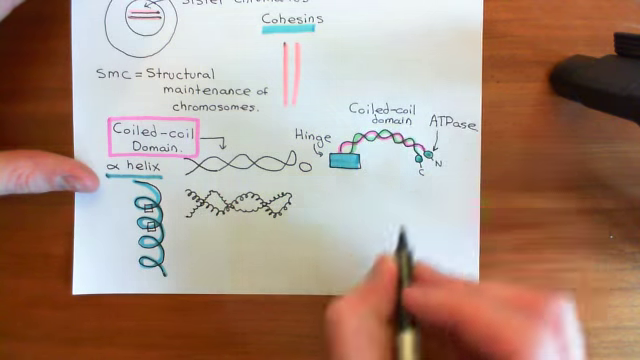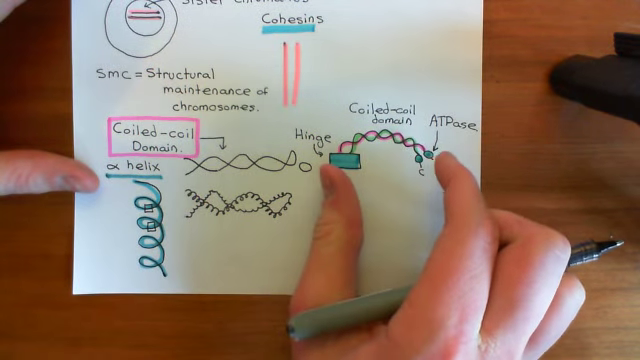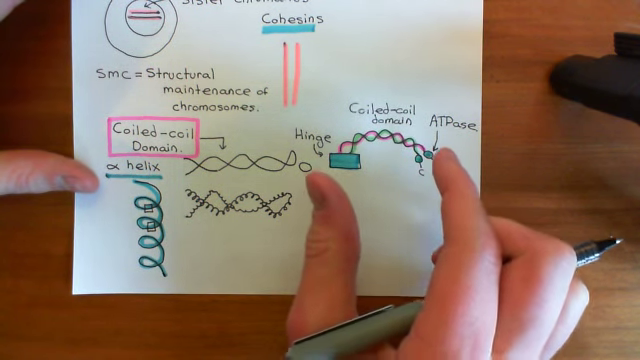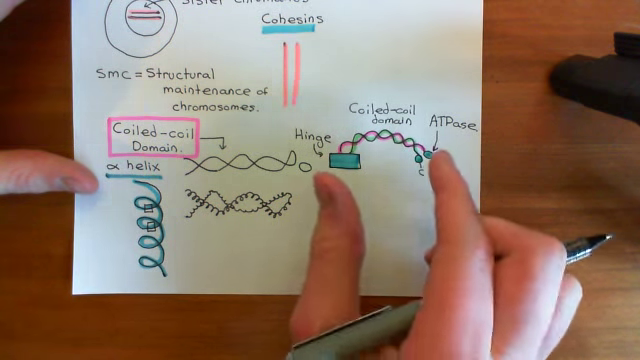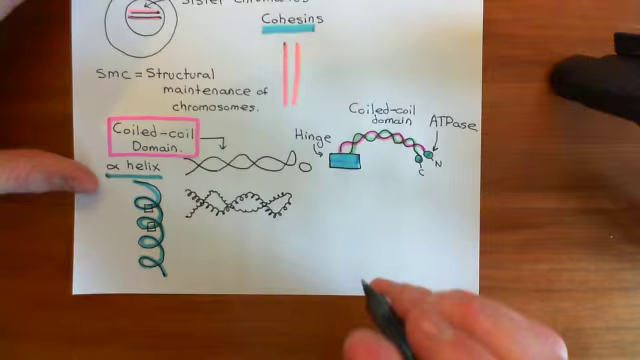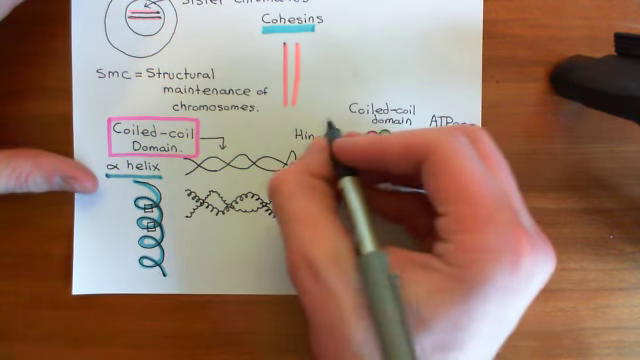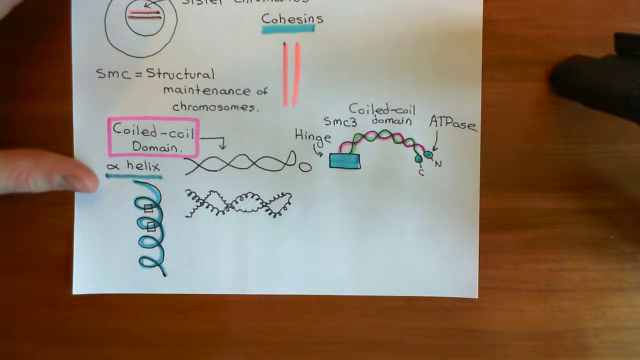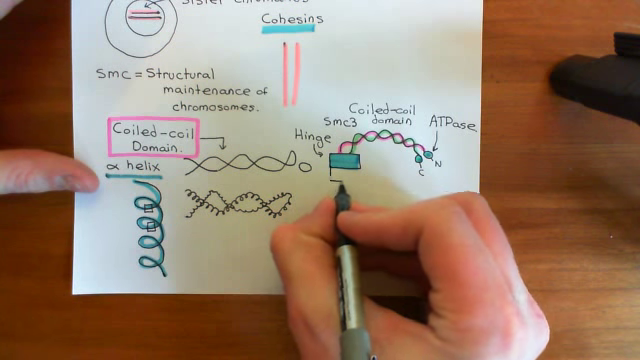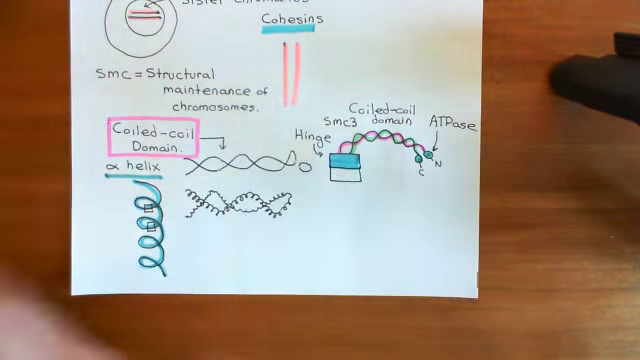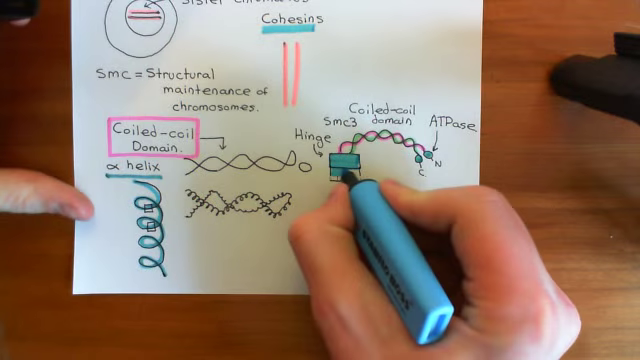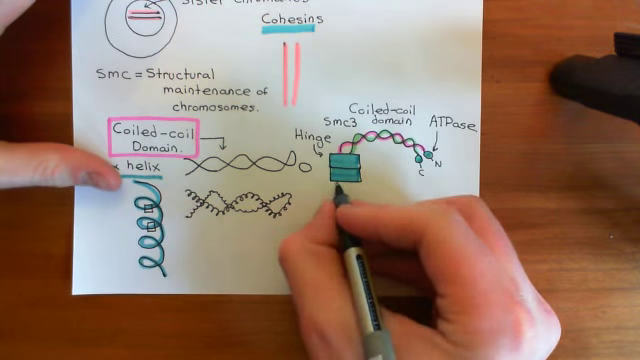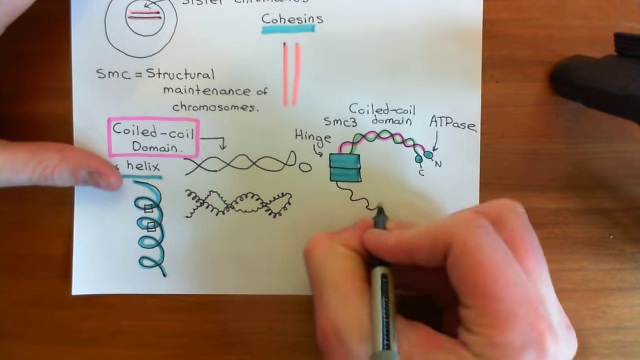Okay, right. So you're going to have two of these structural maintenance of chromosomes proteins. One of them is going to be structural maintenance of chromosomes protein 3, and the other is going to be structural maintenance of chromosomes protein 1. Okay, so let's say this one here is structural maintenance of chromosomes protein 3, an SMC3 protein, and it's going to bind with another SMC protein. So it will bind at the hinge region with another SMC protein, and this one is going to be the SMC1 protein. Okay, so once again I'll draw the coiled coil structure here.